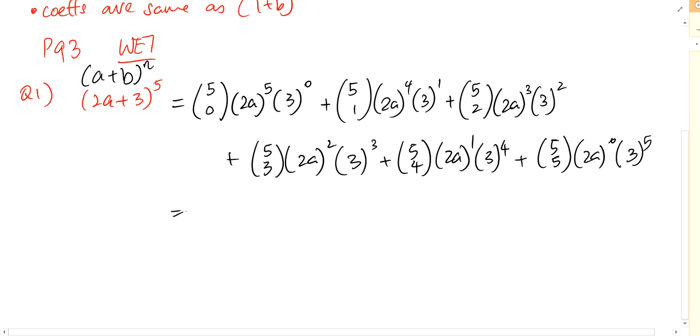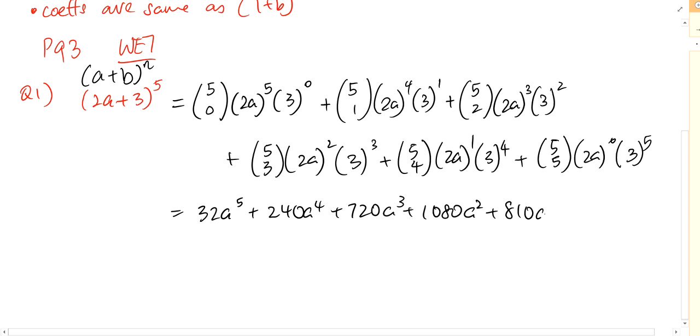So all you need to do is to evaluate. Is there anything difficult about this? The simplification. No. So your answer will be as shown in our textbook, 32a power 5, plus 240a power 4, 720a power 3, 1080a power 2, 810a plus 243. Look at this final answer. Polynomial. Okay, yes, it is a polynomial.